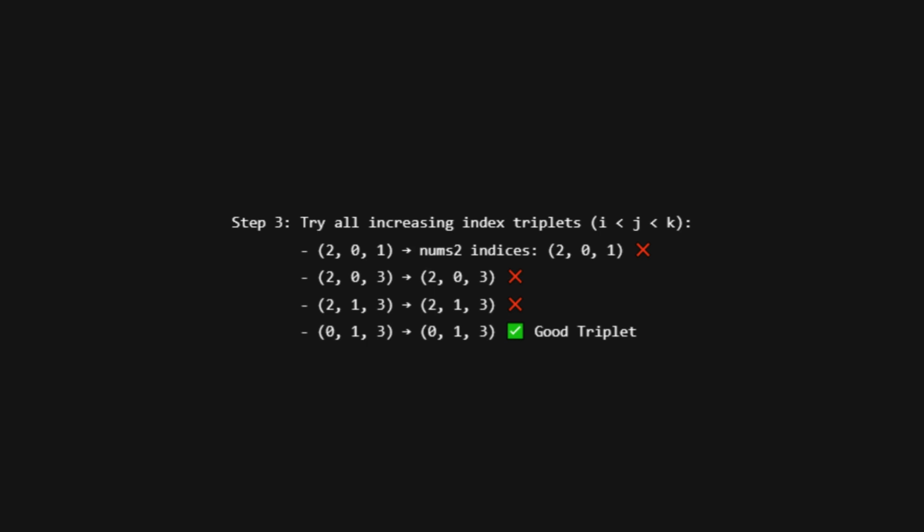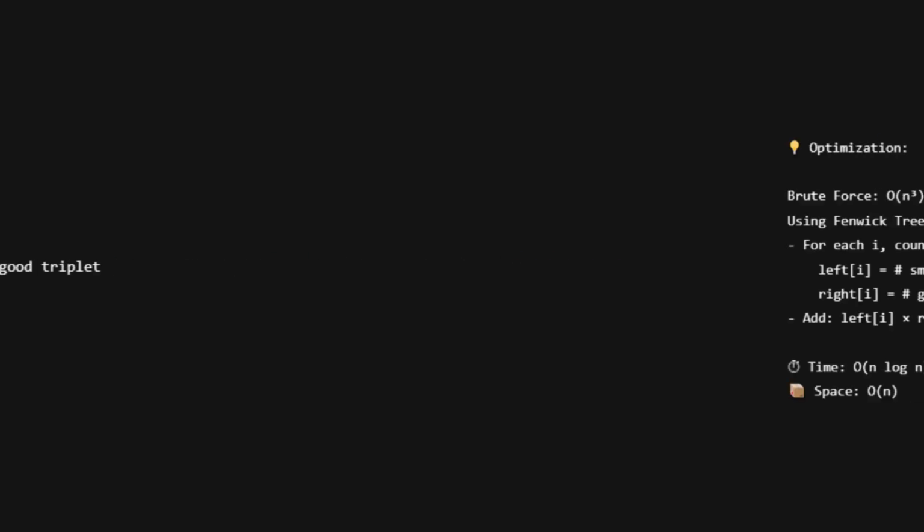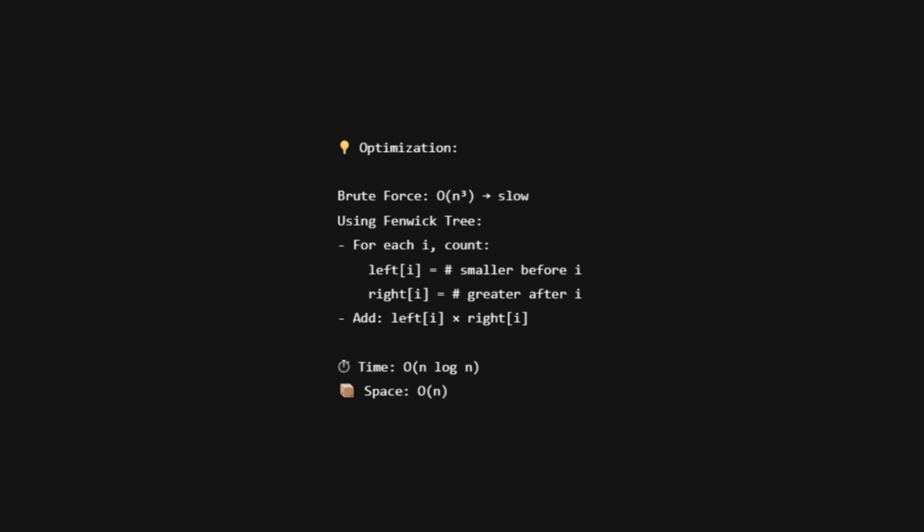The triplet 2, 0, 1 has positions 2, 0, 1 in nums2. Not increasing. 2, 0, 3 has positions 2, 0, 3. Not increasing. 2, 1, 3 has positions 2, 1, 3. Not increasing. 0, 1, 3 has positions 0, 1, 3. This one is strictly increasing, so only one of these triplets is good. That's our answer, one good triplet. And our algorithm using the Fenwick tree would reach the same answer much faster.